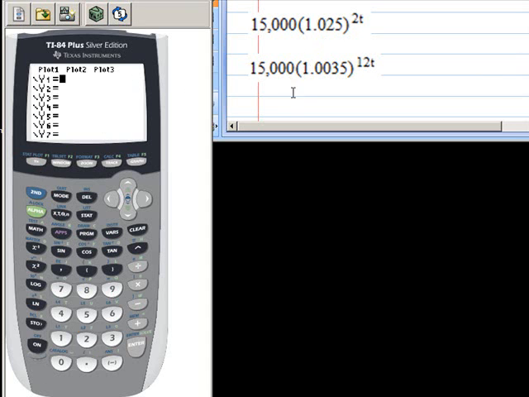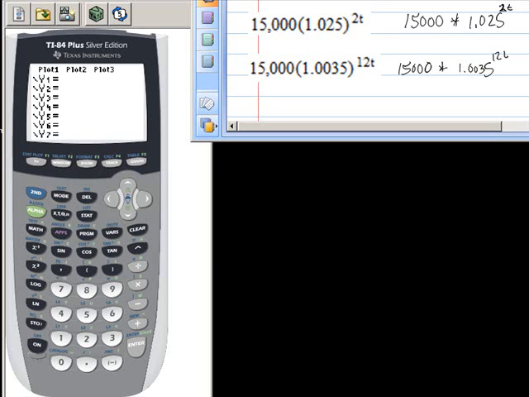The first one that I'm going to graph, I want to think about it as 15,000 times 1.025 to the 2t. And the second one would be, for example, 15,000 times 1.0035 to the 12t. The first part's not too bad, it's just 15, 1, 2, 3. Too many zeros.